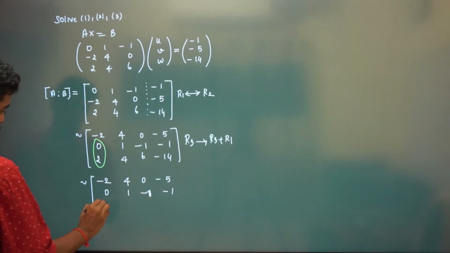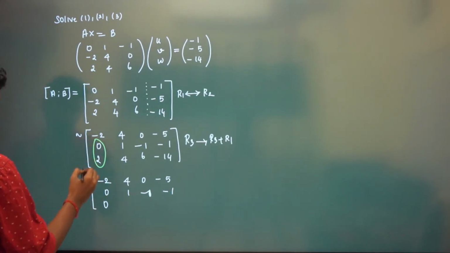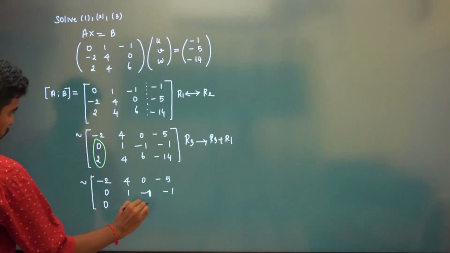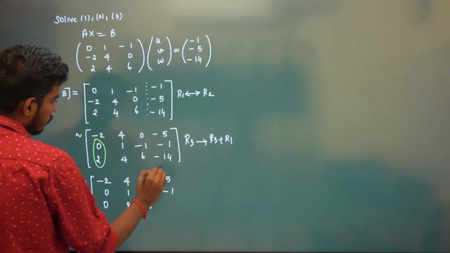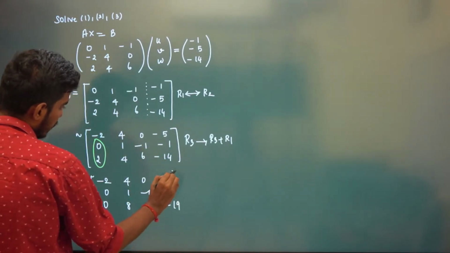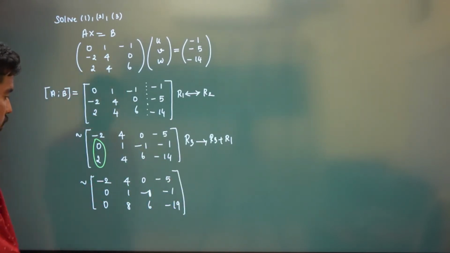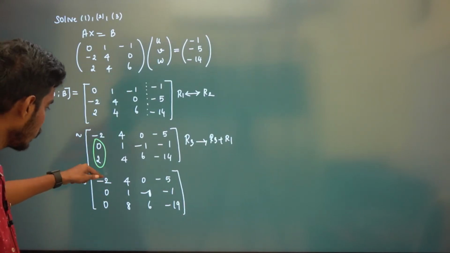So 2 plus 2 is 4. 2 minus 2 is 0. 4 plus 4 is 8. 6 plus 0 is 6. Minus 14 is minus 19. Right? Now first row, first non-zero, below that everything is 0.